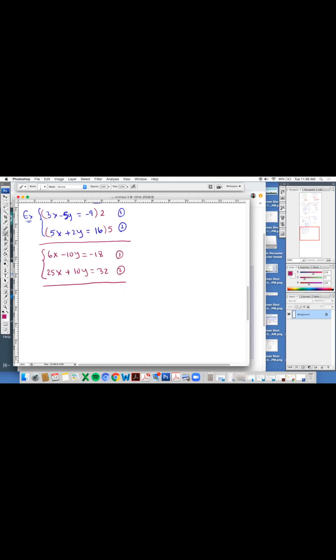Okay, so this is looking good because the y's have the same number but opposite signs. When you add them, they're going to cross out. So that's sort of the intent of this method. The x's are going to be 6 and 25, which is 31x. And negative 18 and 32 gives me 14. Ooh, this is ugly fractions. Sometimes it happens, but that's okay. Divide both sides by 31. We get x equals 14 over 31.